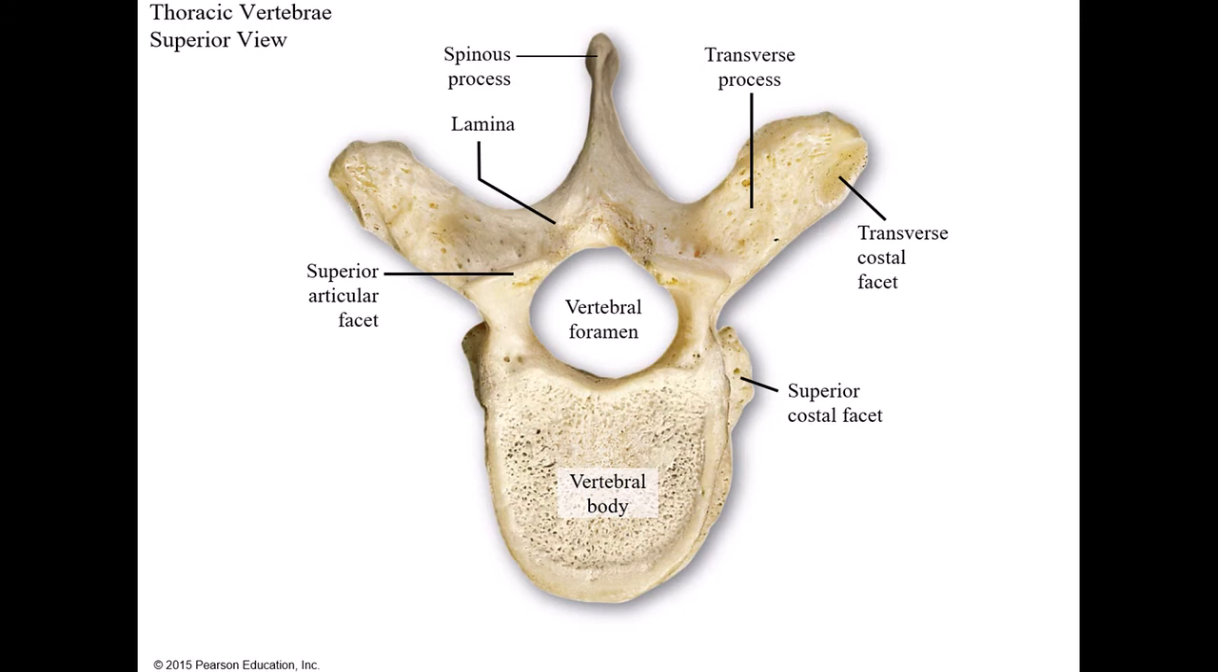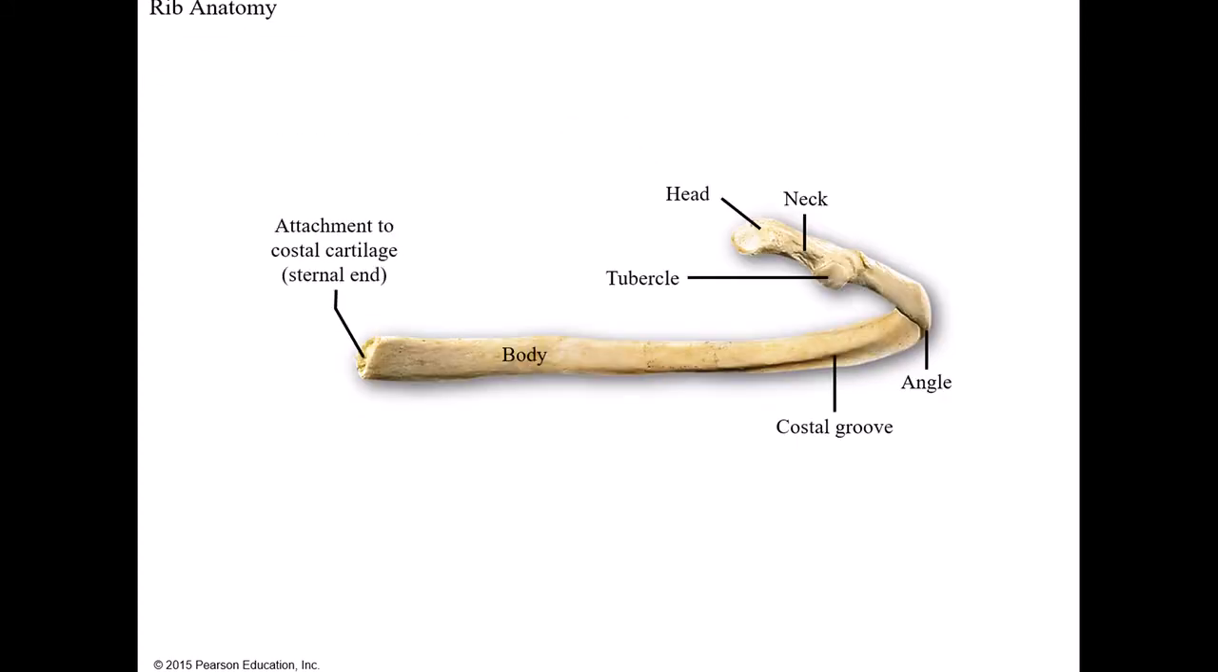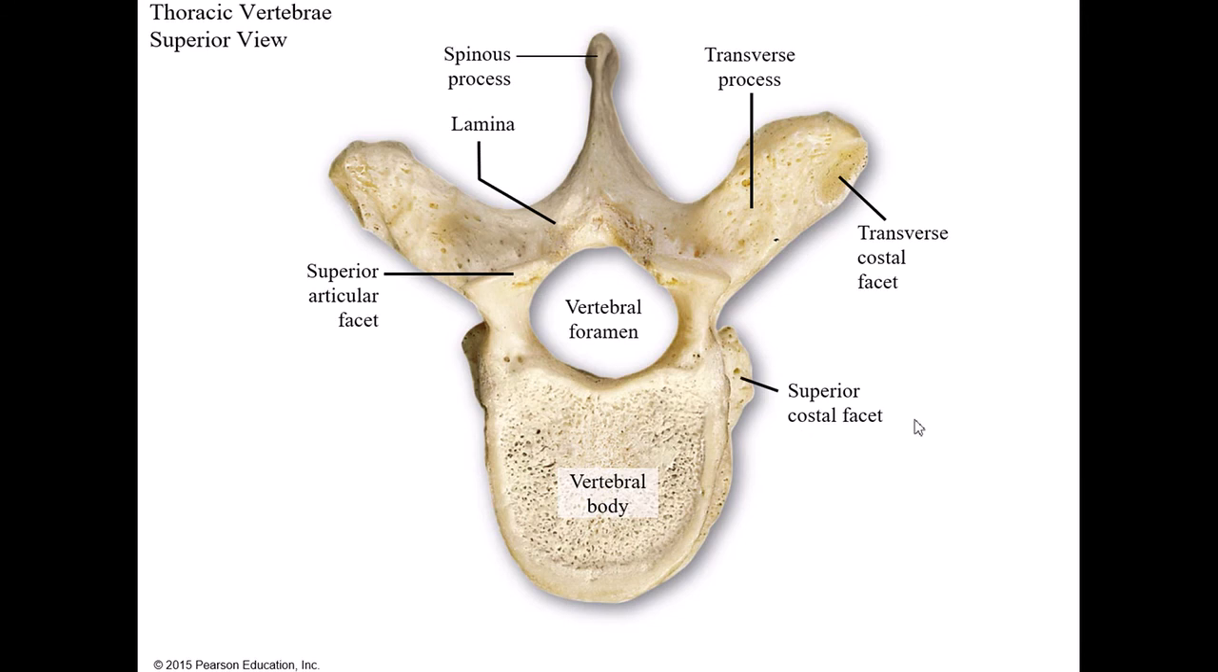So again, if I was taking a practical and I saw a heart-shaped body, a small rounded vertebral foramen, and a downward sloping spinous process, I would start to think, this is a thoracic vertebrae. But let me show you what would confirm it for me.